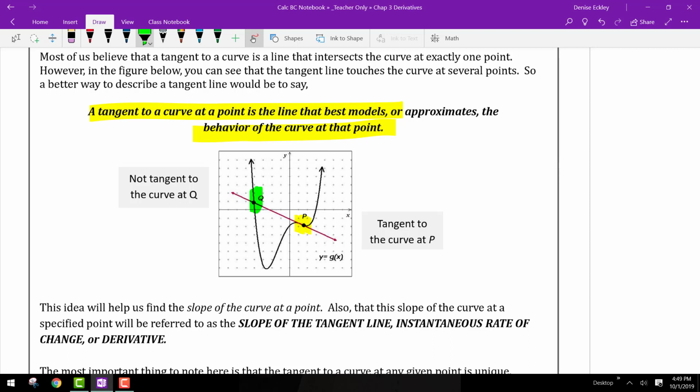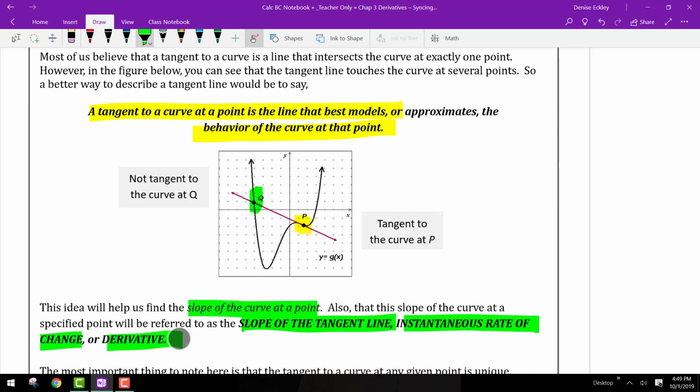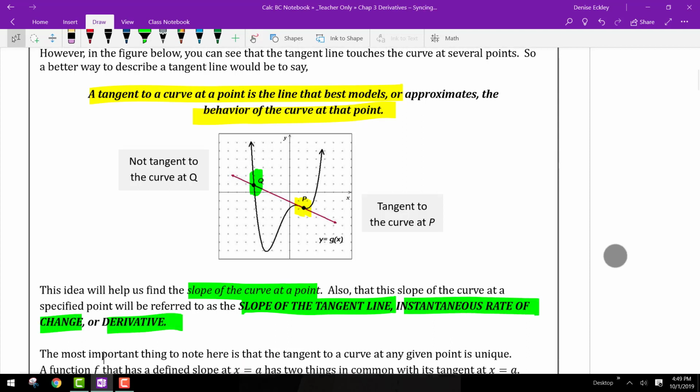The reason why we want to know that is that we want to find the slope of the curve at a point. This slope of the tangent line, which is also the slope of the curve, is our instantaneous rate of change, also called the derivative that we've been talking about.